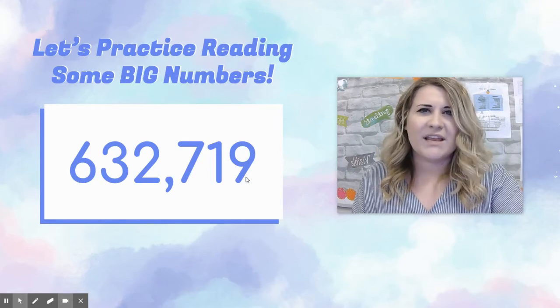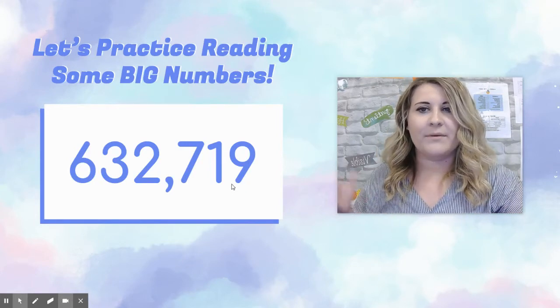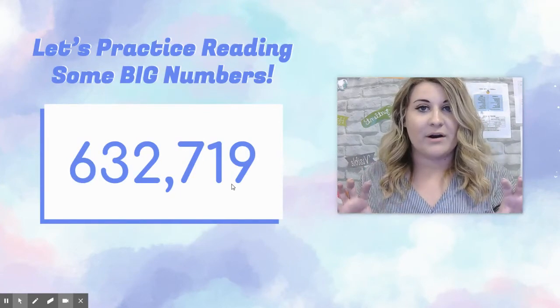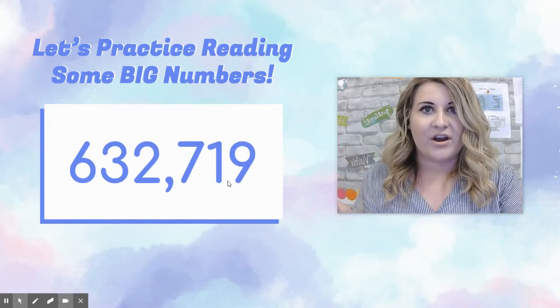So let's try it all together. 632,719. It's really not as hard as you think it would be when you break it into those two parts, okay? Because we know how to read 3-digit numbers. That's what we're doing here. We're splitting it into two different parts where we can read each of those numbers, and then we say the word 1,000 when the comma is there, okay?